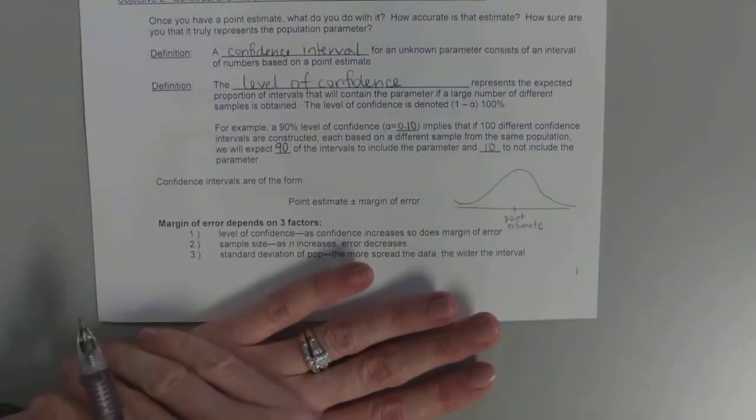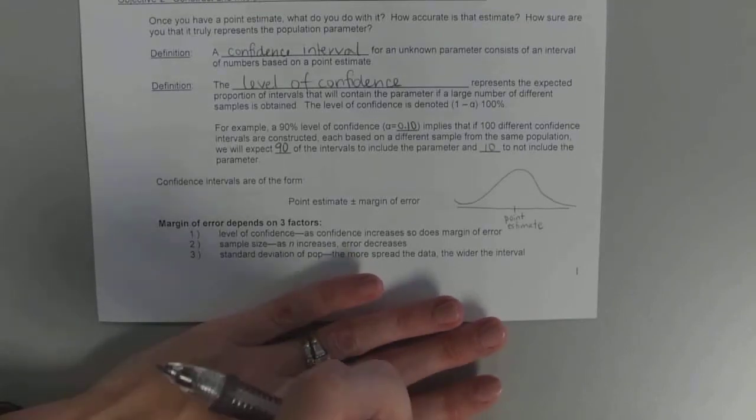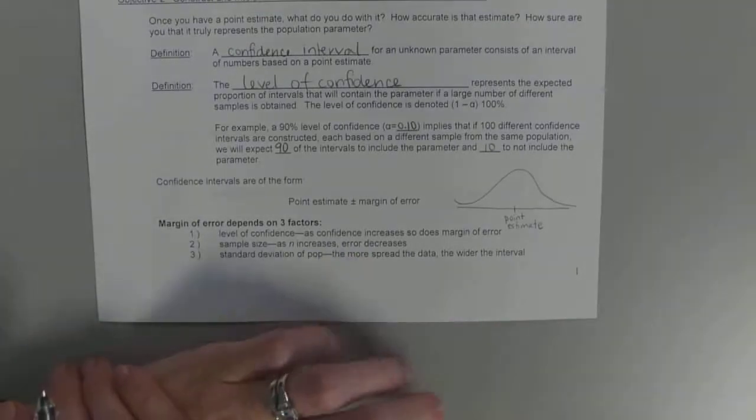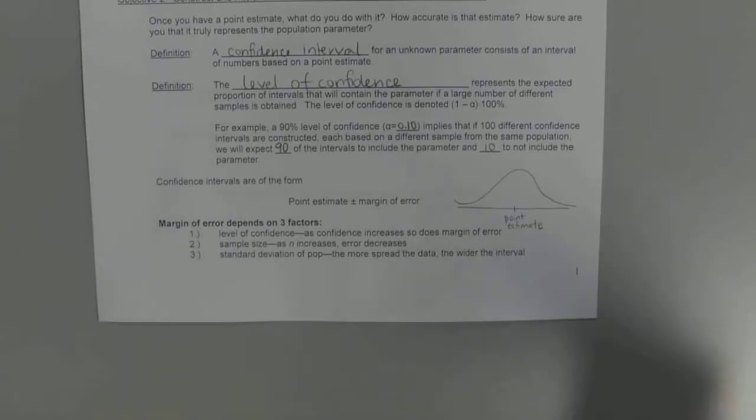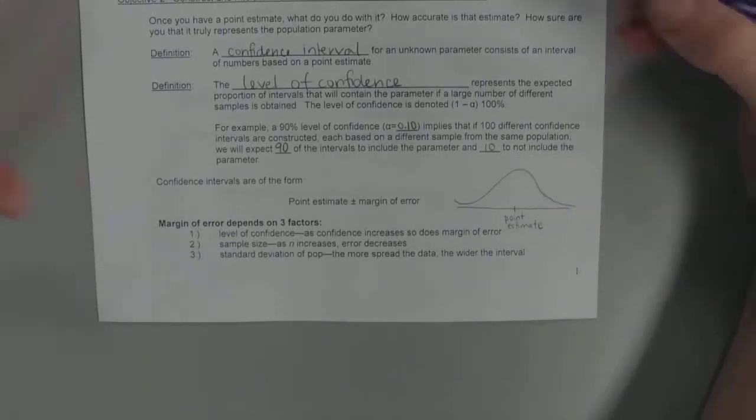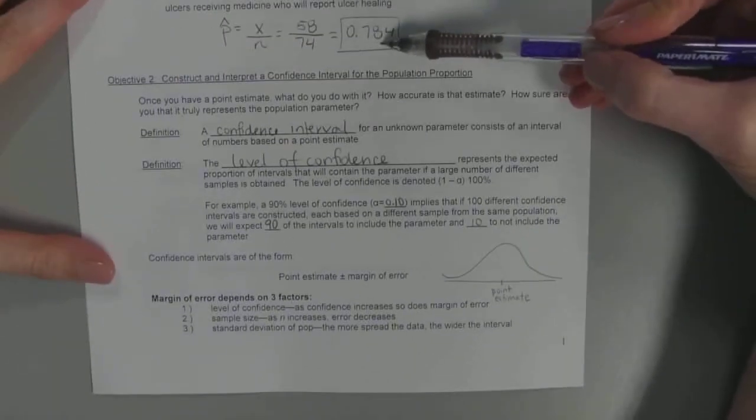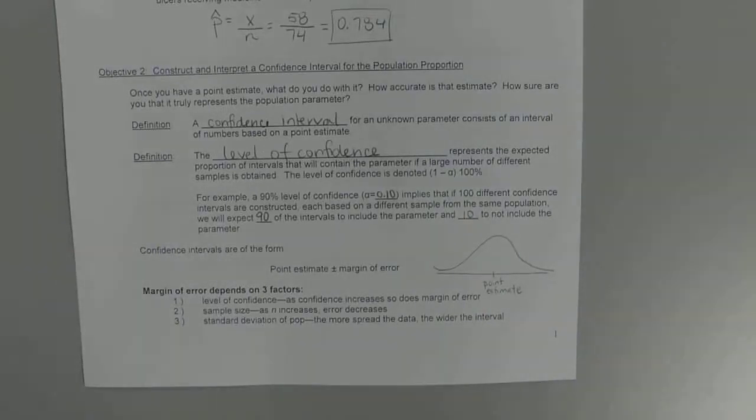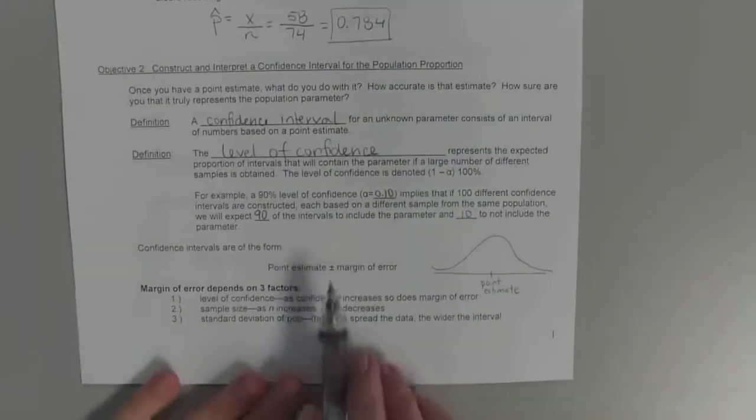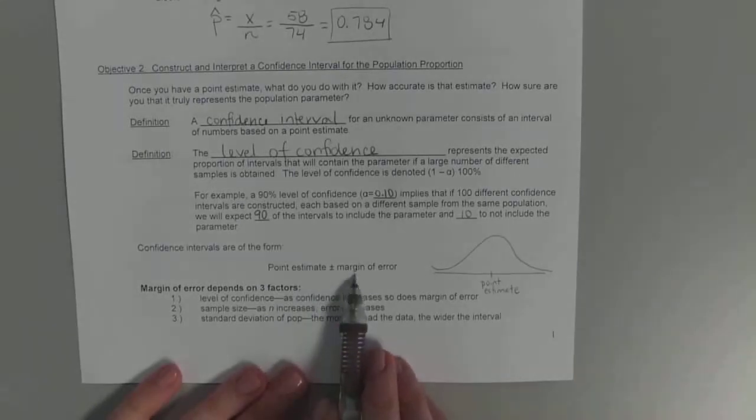Your point estimate will be right in the middle. It's a good place to start, right? But the whole idea of an interval is that we want to give ourselves a little bit of wiggle room. So instead of saying, oh, I'm 78% sure that this medicine's going to work, we're going to give ourselves a range. We might say 70 to 86% sure, okay? So that's what this plus or minus margin of error is.